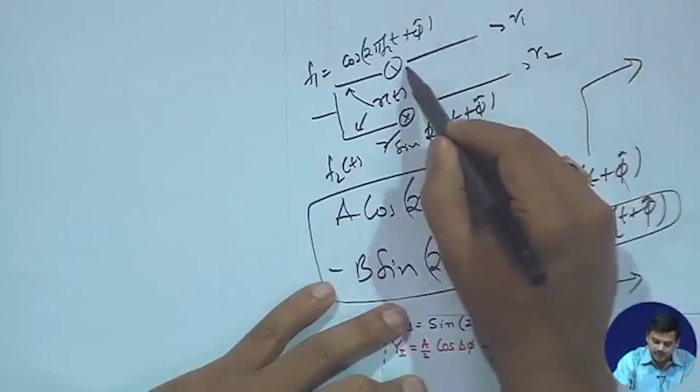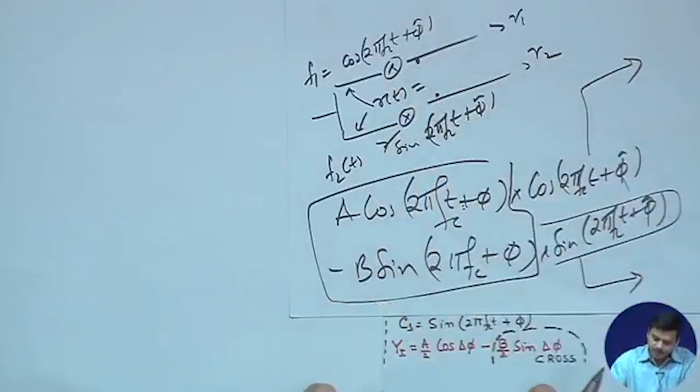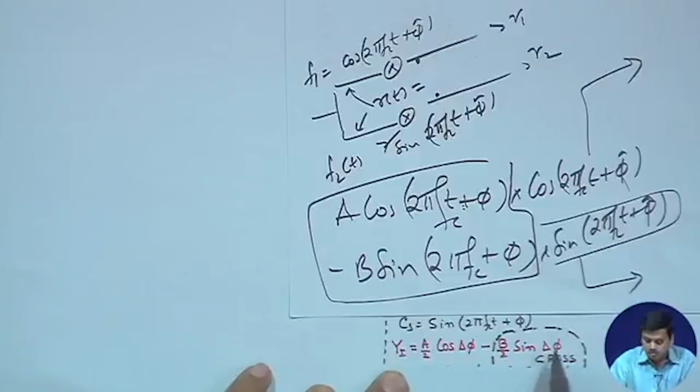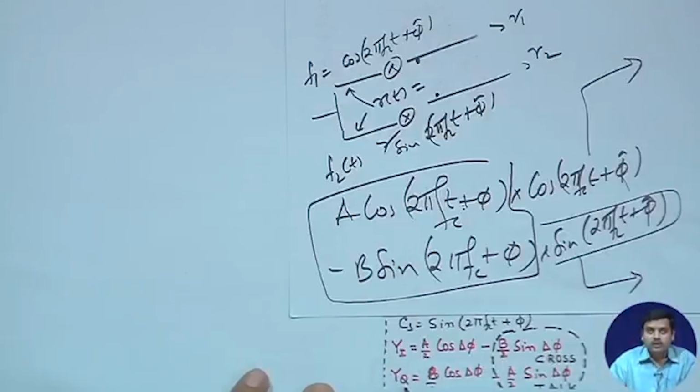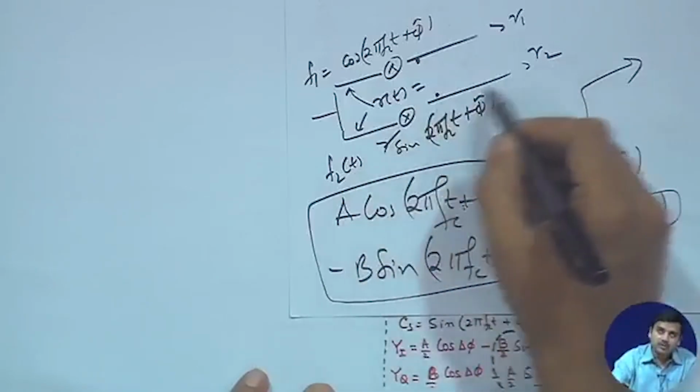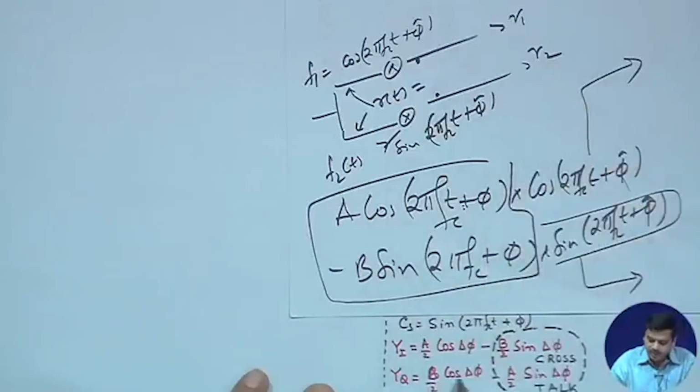So, we are looking at these points. The I component, that means the I channel, you are going to get A upon 2 cos delta phi and B upon 2 sin delta phi. So, if delta phi is 0, you have A upon 2, because cos 0 is 1 and sin 0 is 0, right. And the Q component would be B by 2 cos delta phi. So, whichever goes along this direction would be B by 2 cos delta phi minus A by 2 sin delta phi.